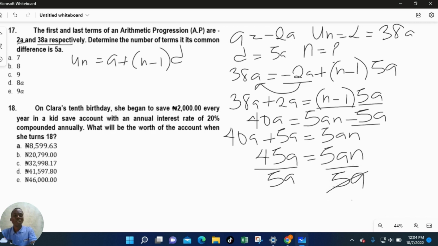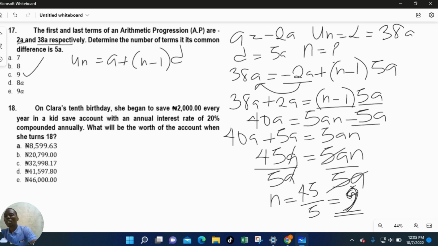If you notice, 5a will cancel 5a here and we'll have our n remaining at that end. And what do we have here? a will cancel a and we'll be left with 45 divided by 5. And 45 divided by 5 will give us 9. So you see our n is equal to 9. Do we have that in the options? Fine, we have it in the options, and that is option C. 9 is the correct option to this question.